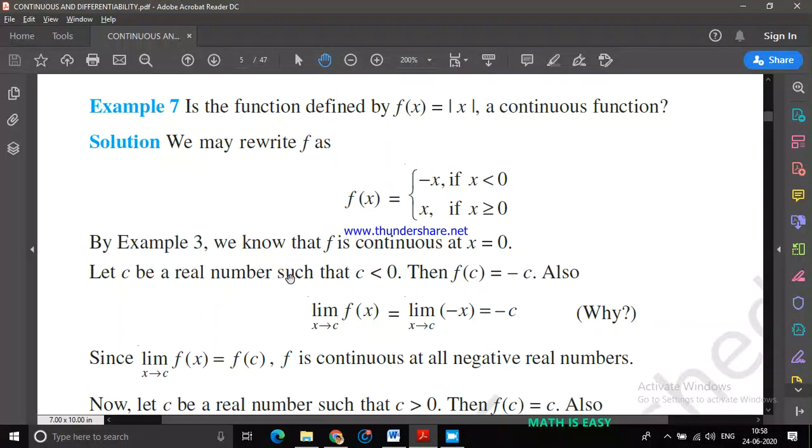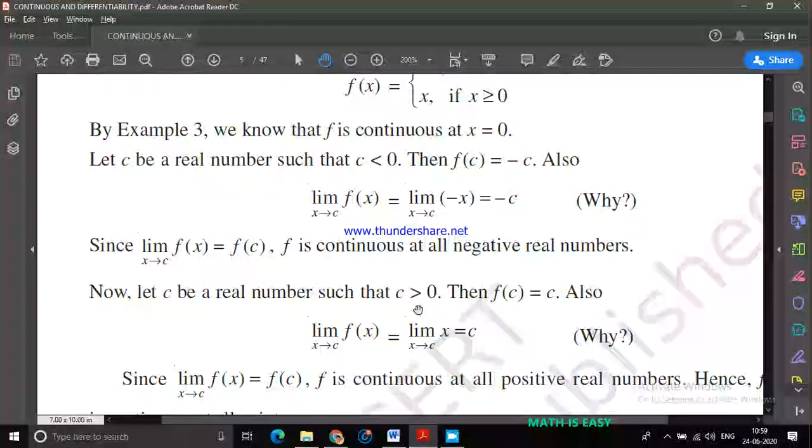So case 1 is if C is less than 0, meaning C is a negative value. Then f of C is going to be minus C, because if x is less than 0, f of x is minus x. Similarly, if C is less than 0, f of C is going to be minus C. Even if you find the left limit, that also will give me minus C only. So left limit equals the functional value.